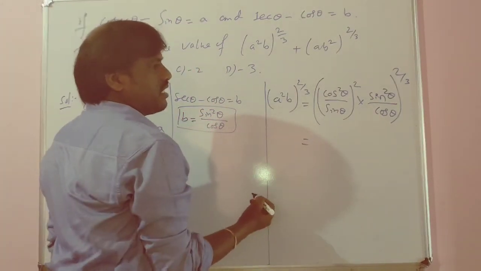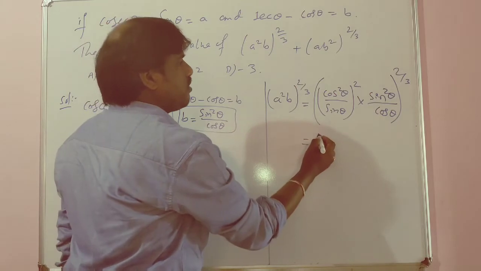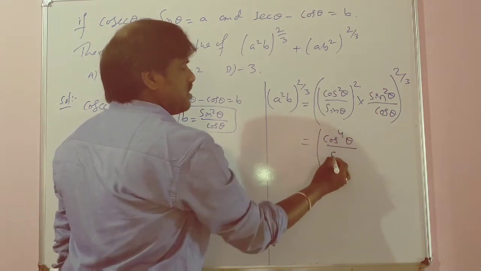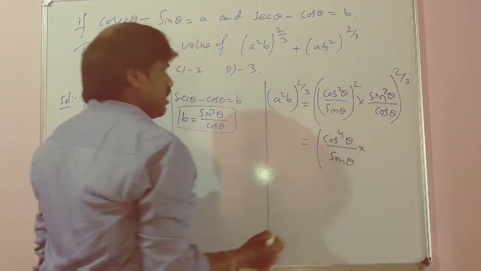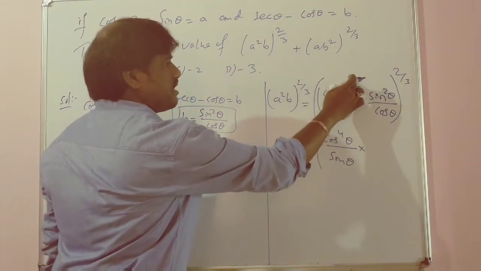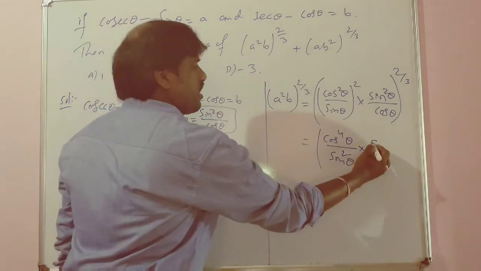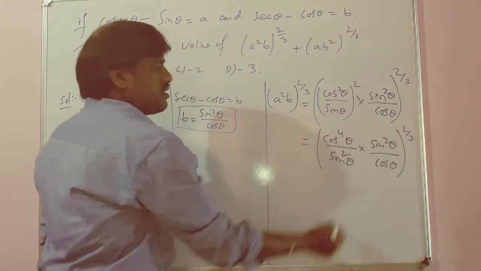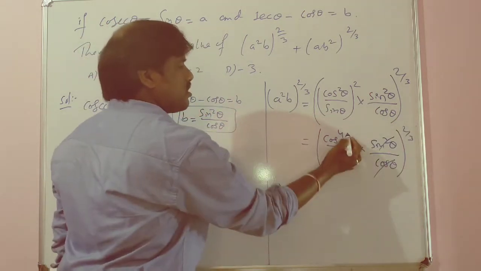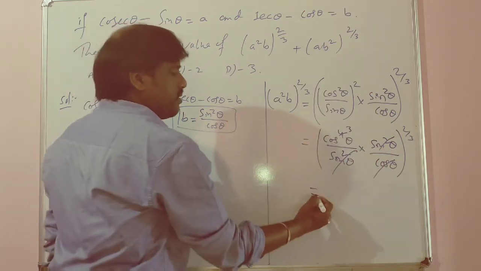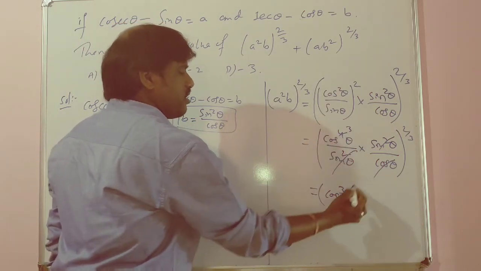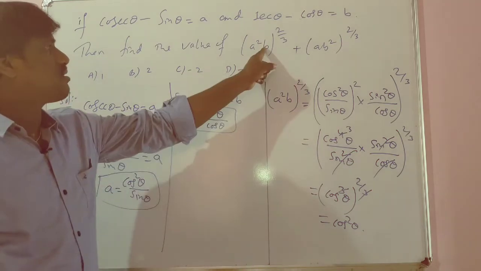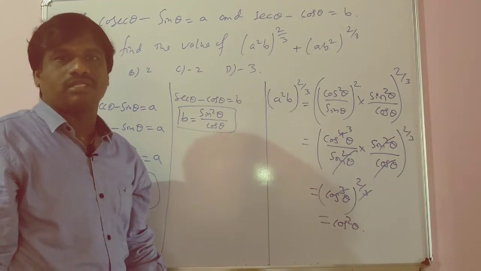So what I can write here, this value is cos power 4 theta divided by sin square theta, into sin square theta divided by cos theta, to the power of 2 by 3. See here, sin square theta cancels, one cos will cancel out, cos cube theta I will get. It means I am going to get cos cube theta to the power of 2 by 3. So the value of A square B to the power of 2 by 3, I got cos square theta.